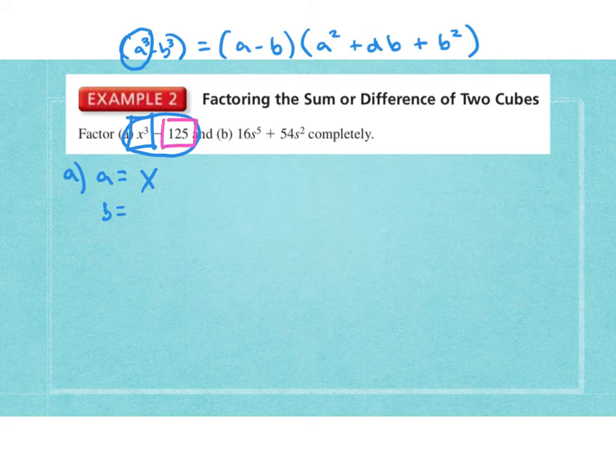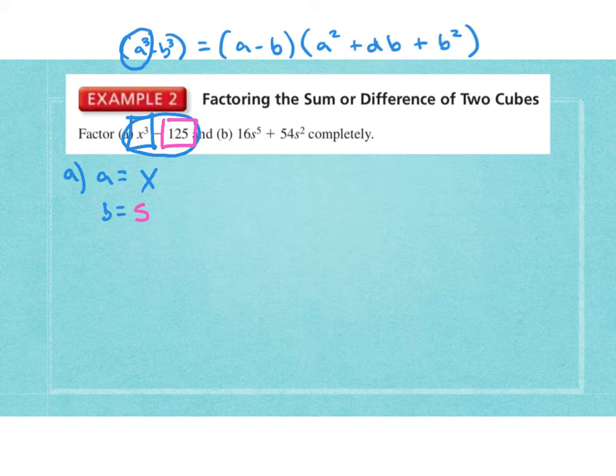So what would be the cubed root of 125? What number cubed gives us 125? 5. So if we cubed b and got b cubed, and cubed 5, that would be 125. So b cubed is equal to 125. Perfect. So b is just 5.